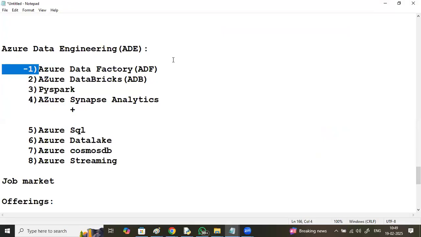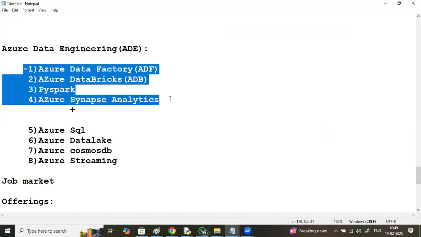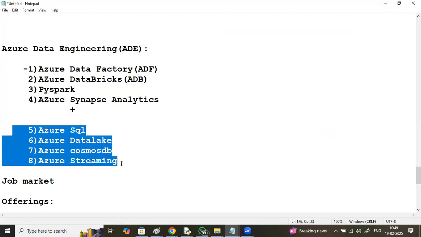As a Databricks developer, you can go. As a PySpark developer, you can go. And for Synapse, you can check Azure Synapse jobs, Azure Databricks jobs, PySpark jobs, data engineering jobs. So you'll be getting great command on these services.